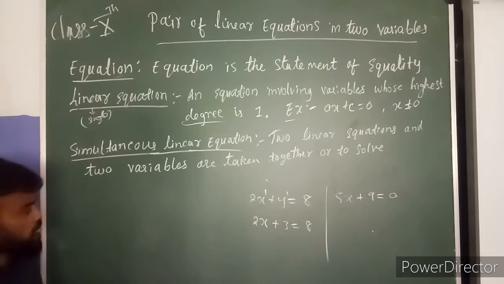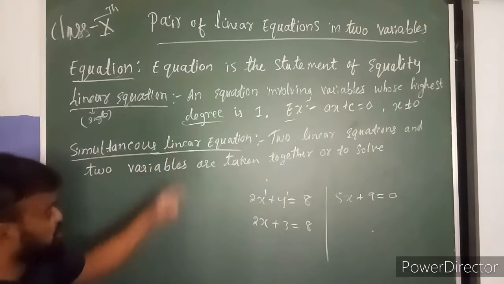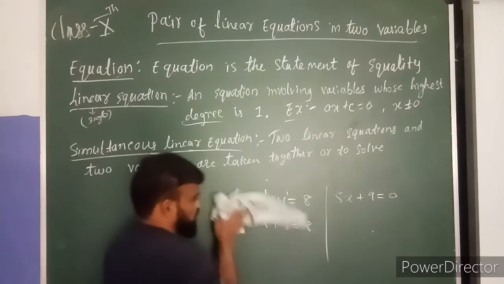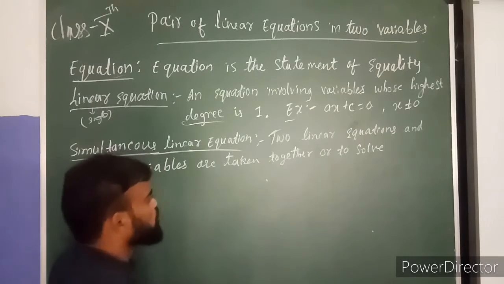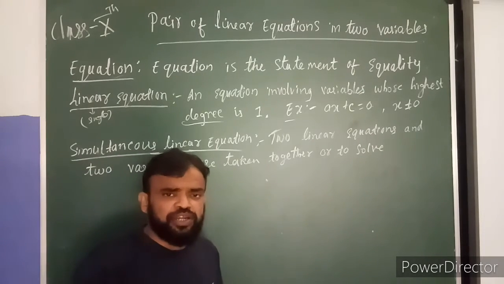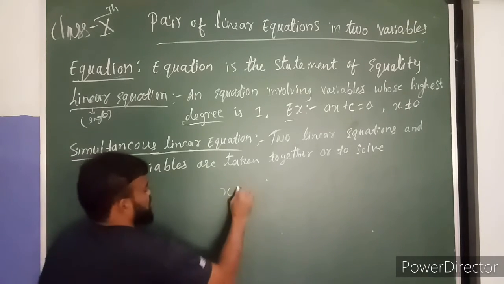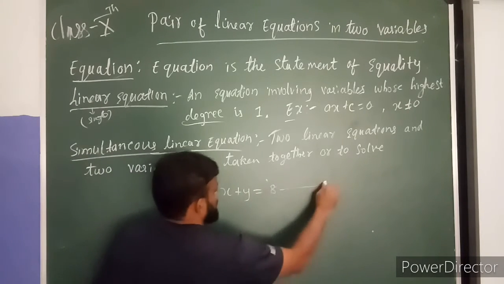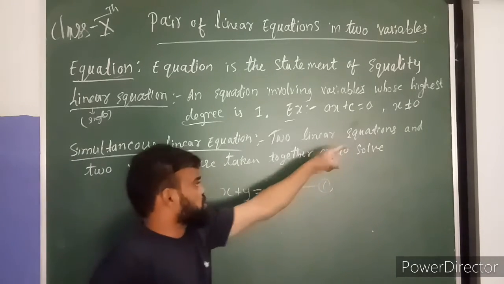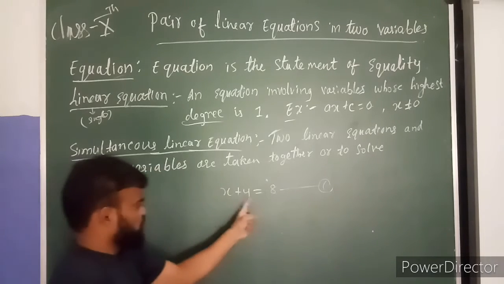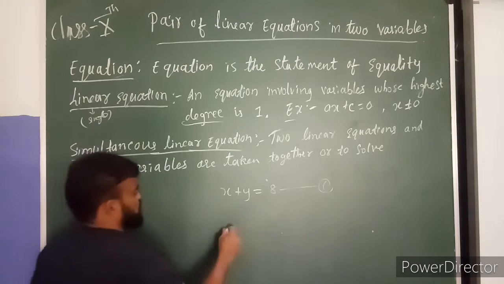Understood? Okay. Now I am going to explain simultaneous linear equations. What do you mean by simultaneous linear equations? Two linear equations in two variables, taken together, and how to solve them. For example, x plus y is equal to 8. This is one linear equation, right? These are two linear equations in two variables. x and y are the two variables.